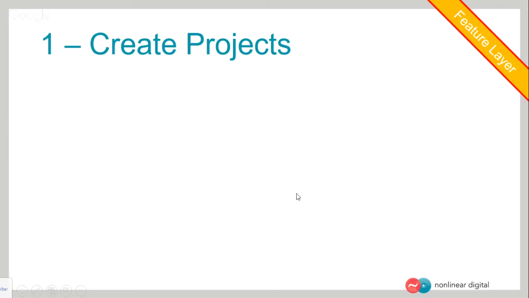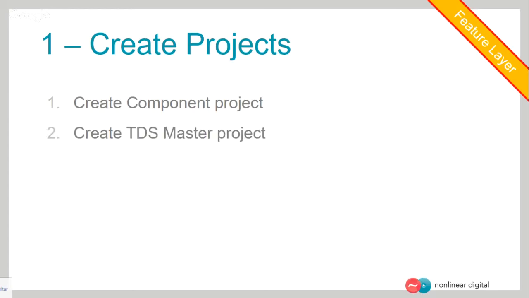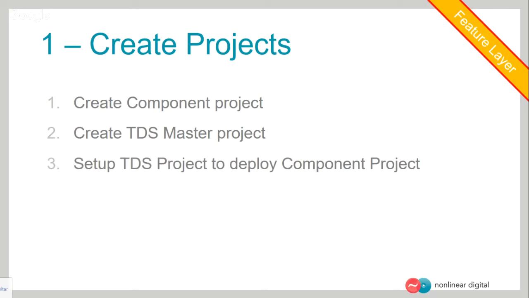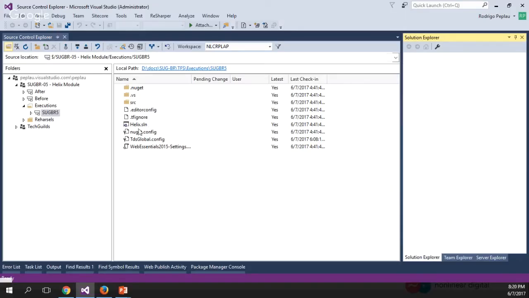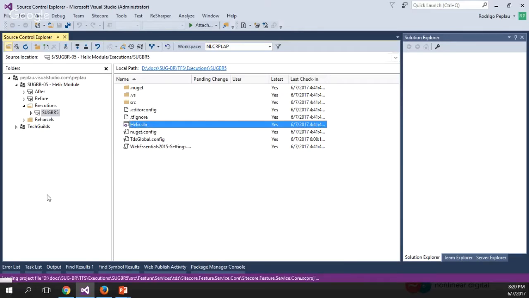Okay. So I will start by telling you with slides what we are doing. And in this first step, you see a ribbon at the top showing that we are in the feature layer. Okay. So what are we going to create in the feature layer? Our projects. Create the components project and the TDS master project, and set up TDS projects to deploy component projects. Okay, so where's my Visual Studio? Here we are. I need to open the solution, of course.